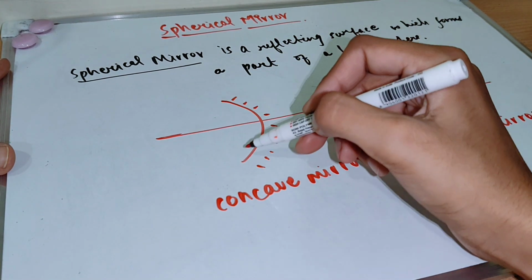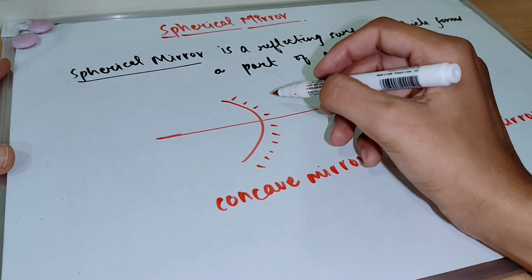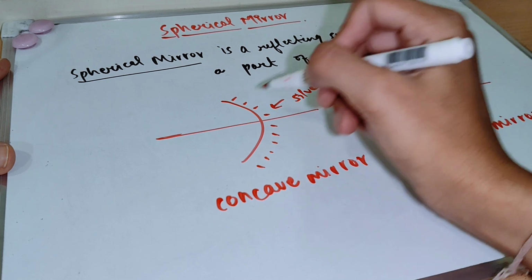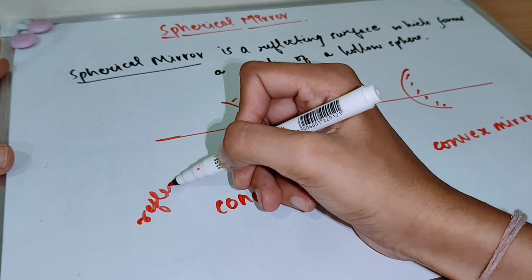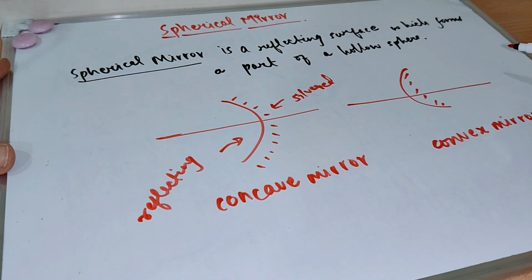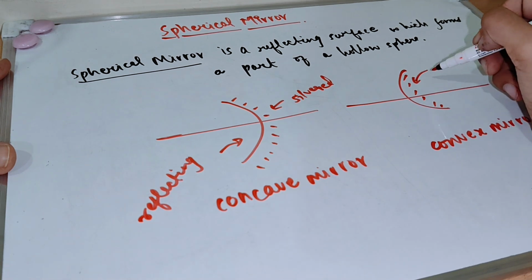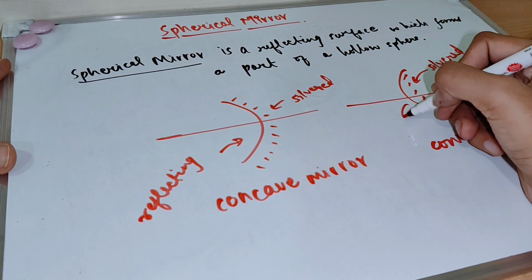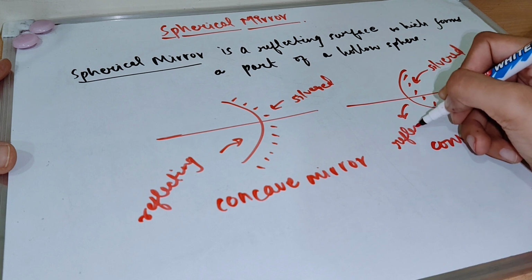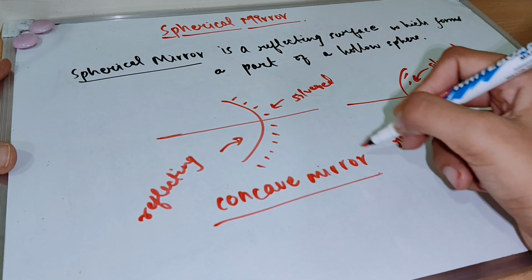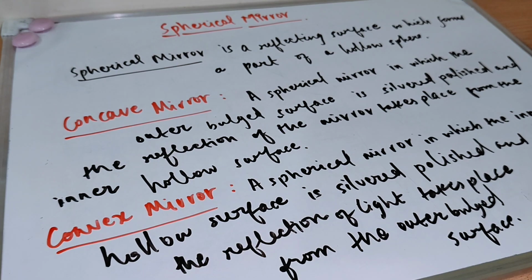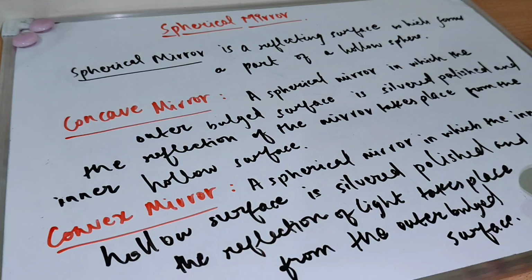When the outside portion of the sphere is silvered, the inside portion of the sphere becomes reflecting. Similarly, when the inside surface of the sphere is silvered, the outside surface becomes reflecting. This is a concave mirror and this is a convex mirror. You can note down the definitions of concave and convex mirror from here.